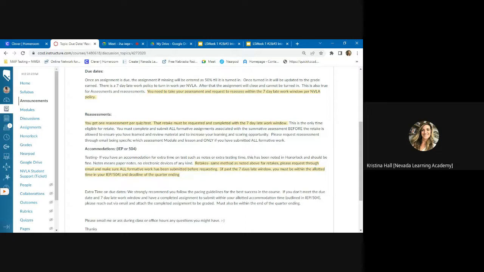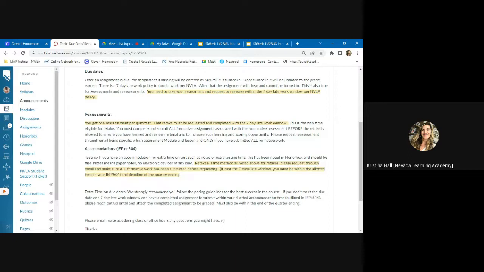So assignments are going to close after the 7 days. This is really important, so make sure you're paying attention to this. We highly encourage that you stay with the pacing guideline, because the course is going to keep moving and we'll be covering content, and falling behind doesn't help anybody.